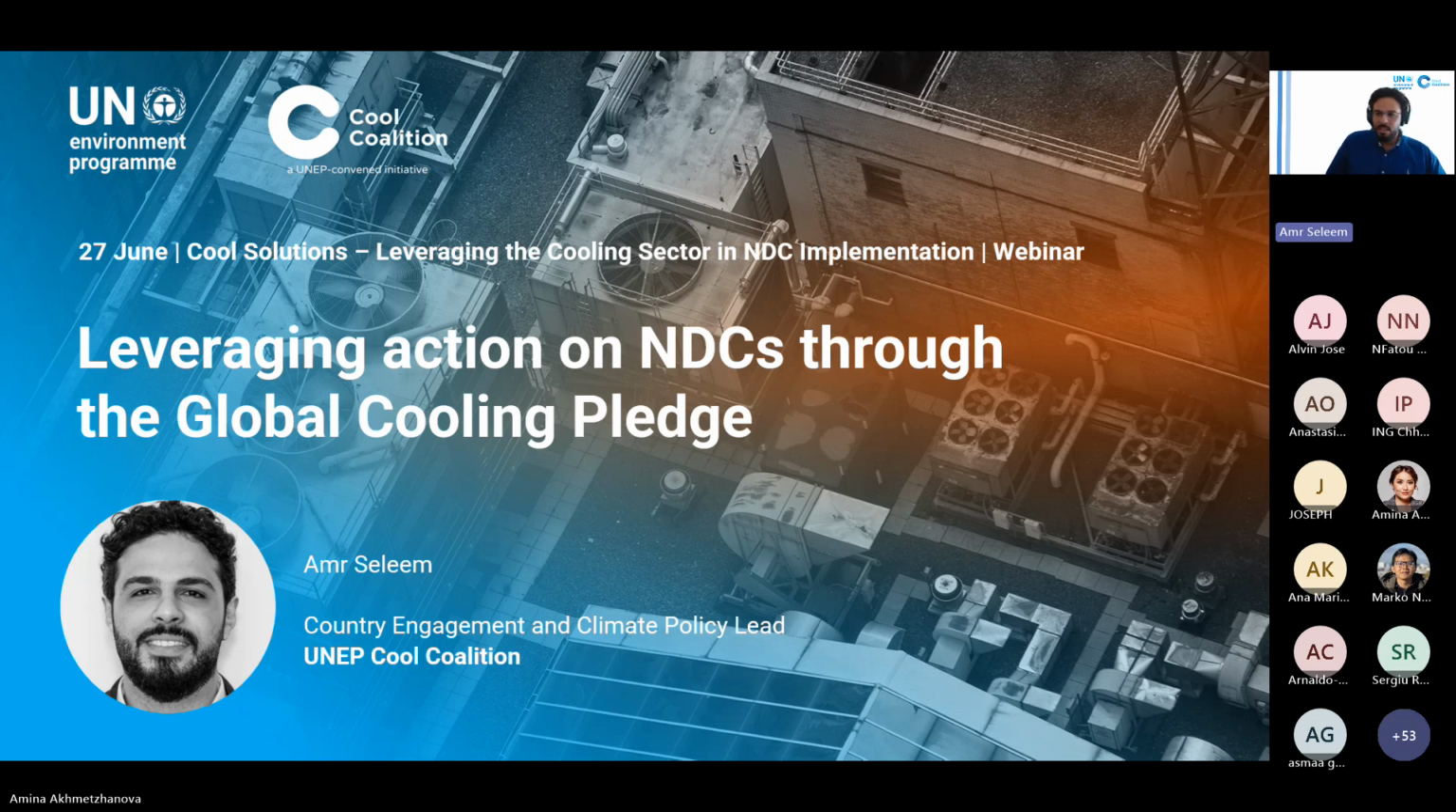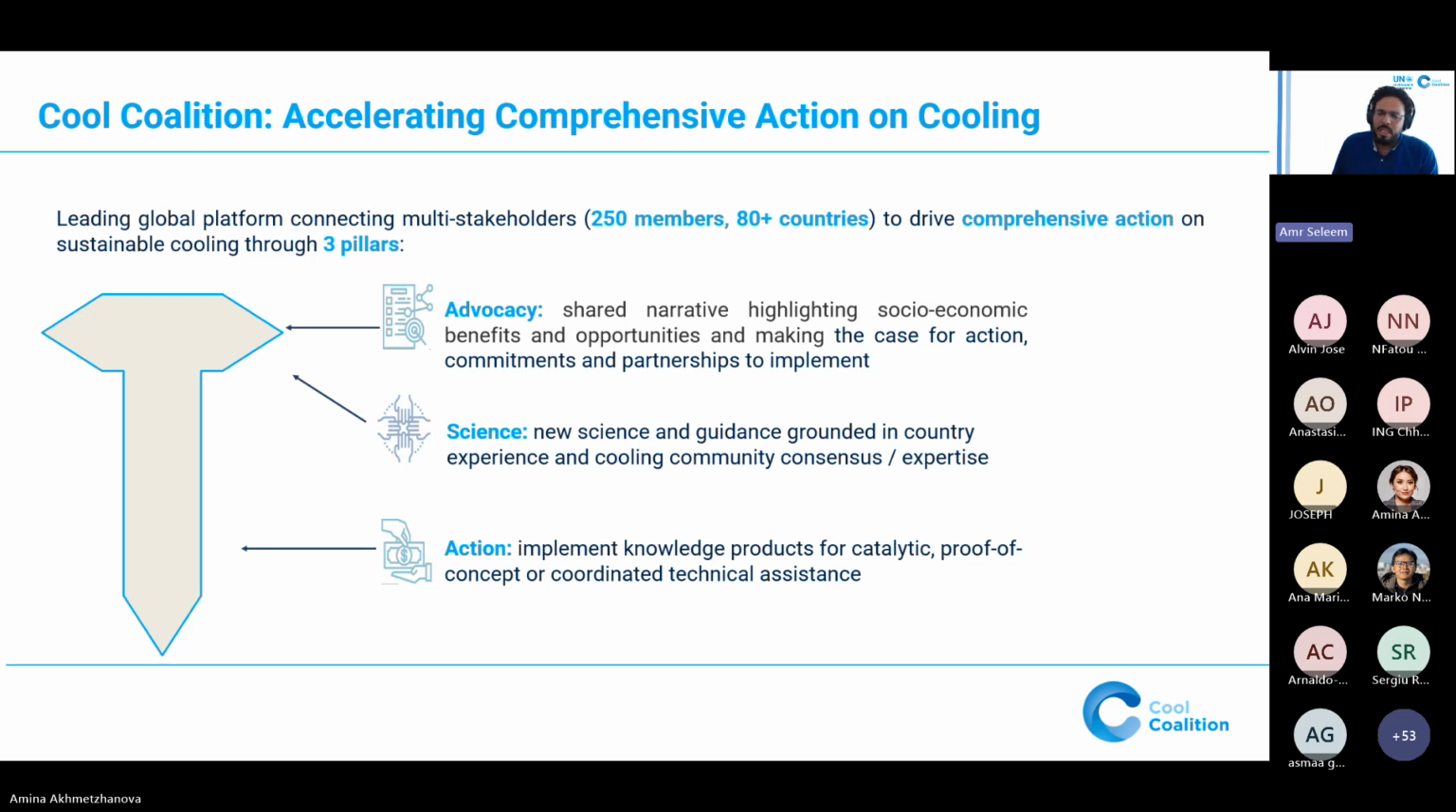In the next slide, let me brief you on exactly what the Cool Coalition is. The Cool Coalition basically started in 2019 to find synergies. You remember Anna Maria speaking about how to have synergies between Kigali and Paris. The Cool Coalition was trying to find the blind spot, especially the synergies and interlinkages between the Paris Agreement and the Sustainable Development Goals. As you see, it's a multi-stakeholder platform with more than 250 members and 80-plus countries. Mainly it acts on three pillars to provide comprehensive action. The first is advocacy.